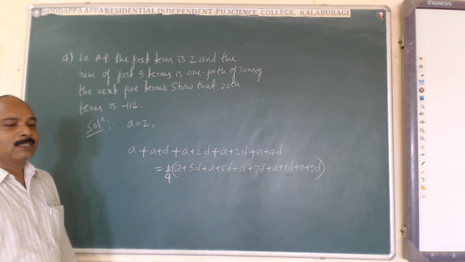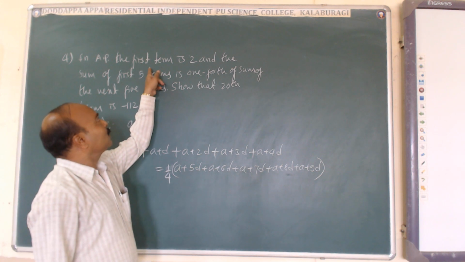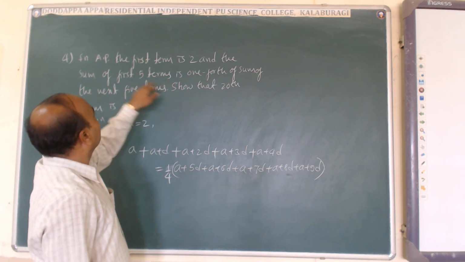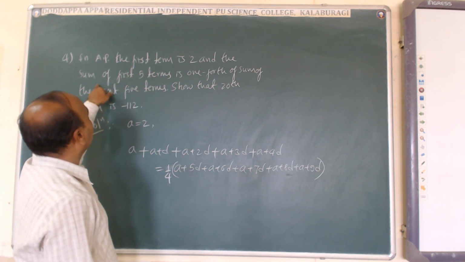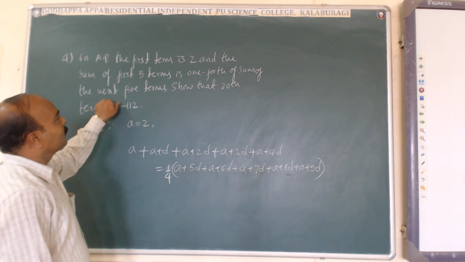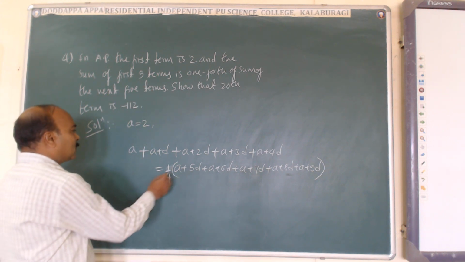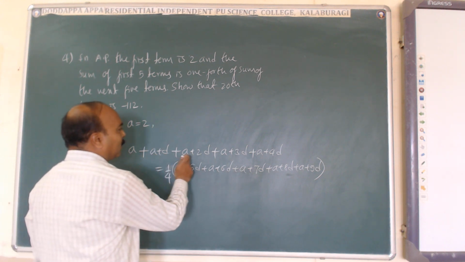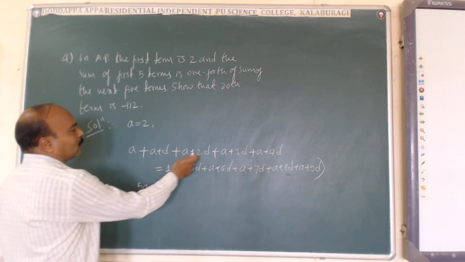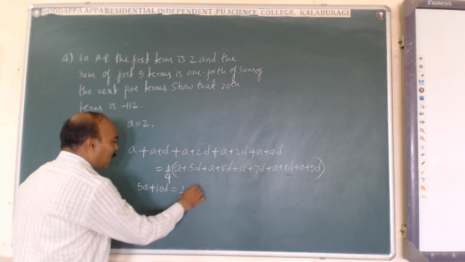So this is the condition for the given example. In the AP, the first term is 2 and the sum of the first 5 terms is 1/4 of the sum of the next 5 terms. Now according to this we got this condition. Now we can add: a plus a is 2a, d plus 2d plus 3d plus 4d is 10d, we are getting. It is 1/4 as it is.